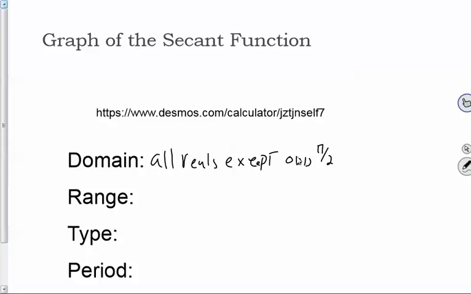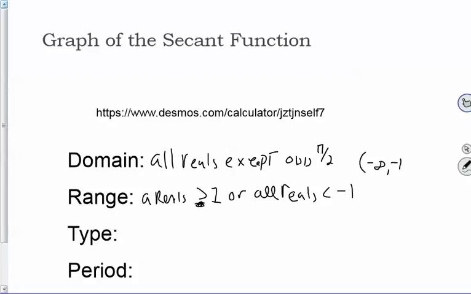The range. Well, if you notice, the range is all reals greater than or equal to 1, or all reals less than or equal to -1. Now, one way you can write this is as a union. That's the real fancy way of writing it.